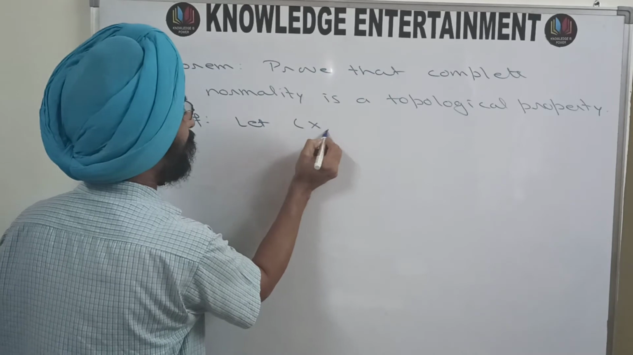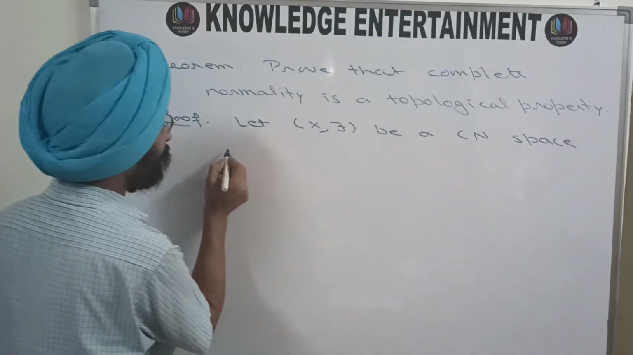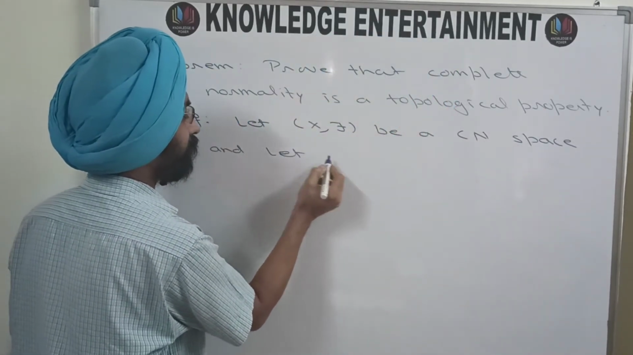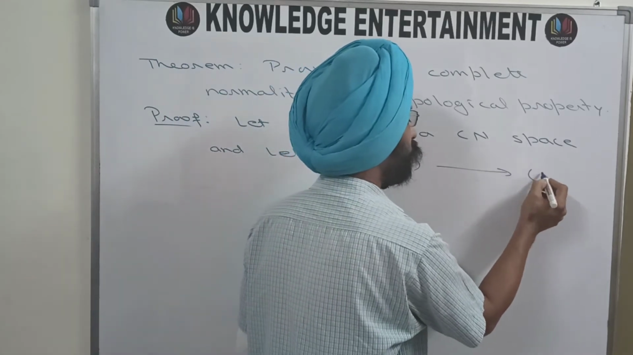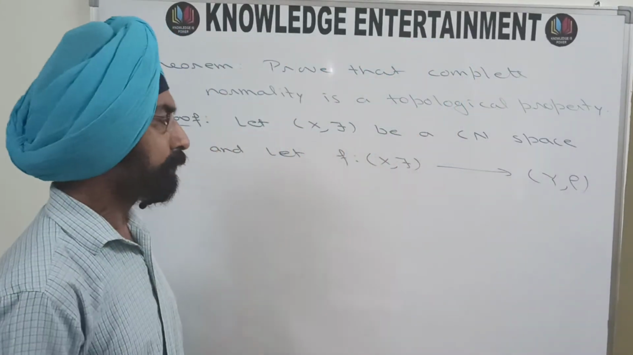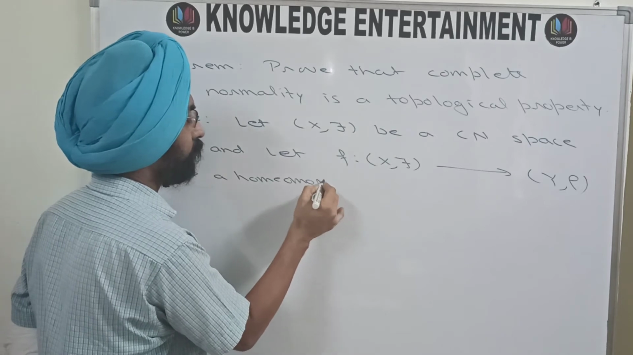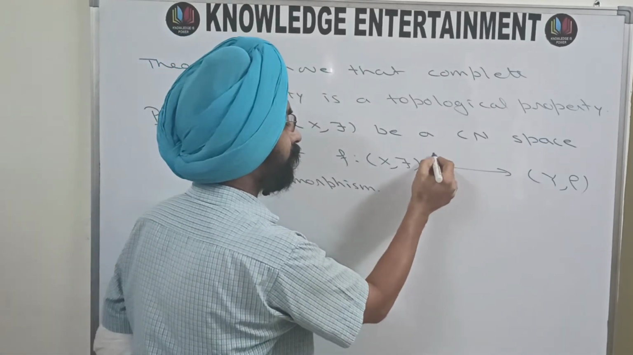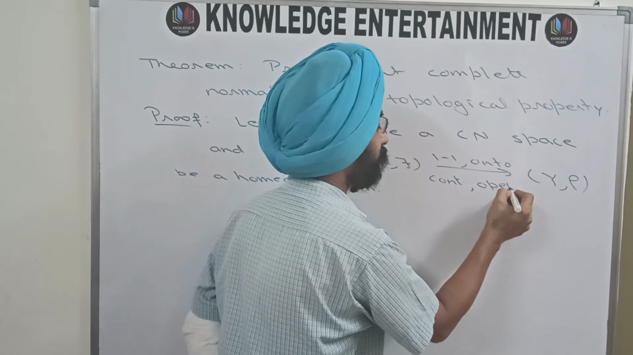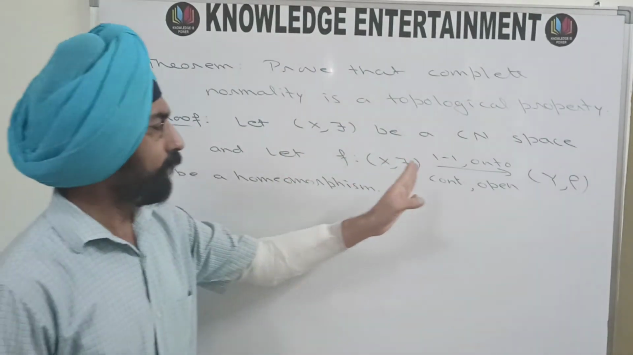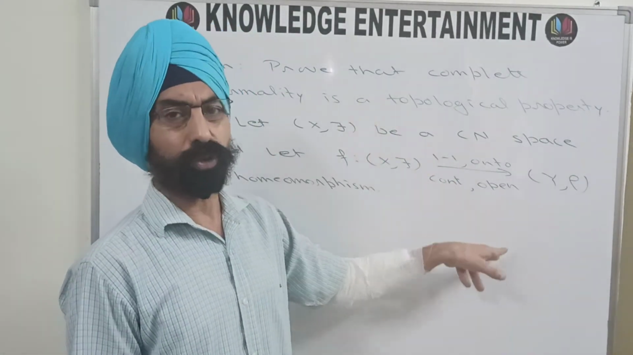Let (X, τ) be a completely normal space, and let f from (X, τ) to another topological space (Y, ρ) be a homeomorphism. Homeomorphism means the function is 1-1, onto, continuous, and open. Or you can say 1-1, onto, continuous, and f inverse is also continuous.